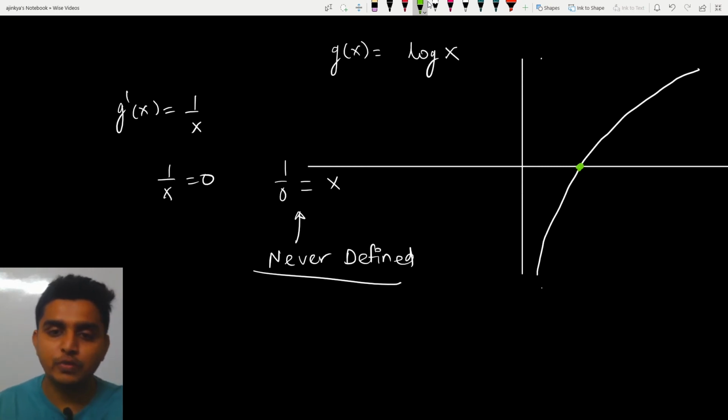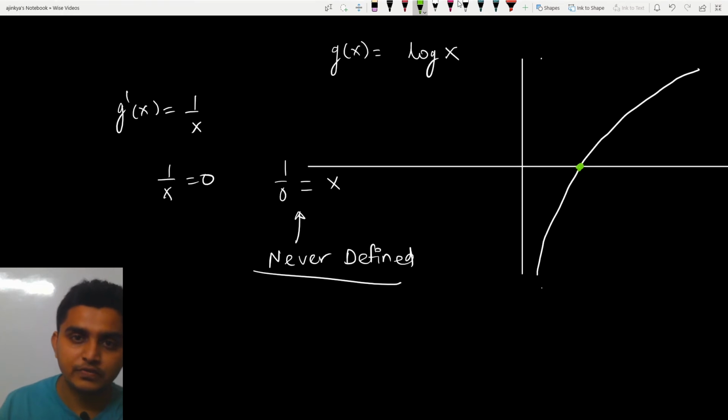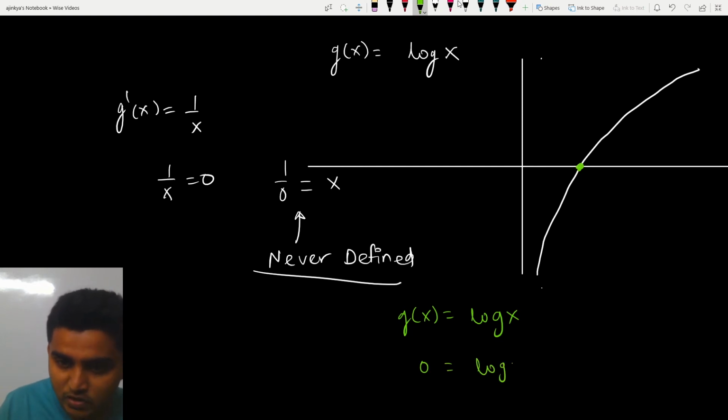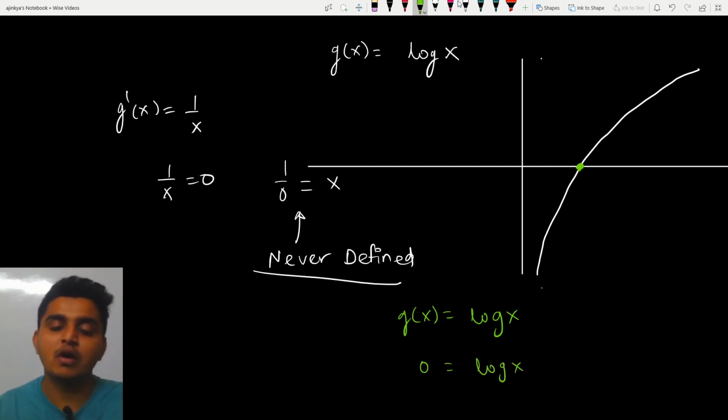Well, how is it going to be 0? Let us take a look at it, right? So what is g of x? G of x is nothing but log of x, right? And it says that at x equals to something, this particular value is going to be 0. So what is that x value? X is nothing but 1.